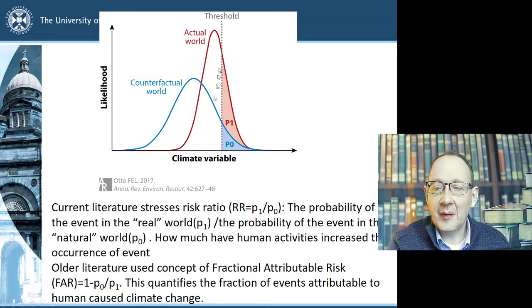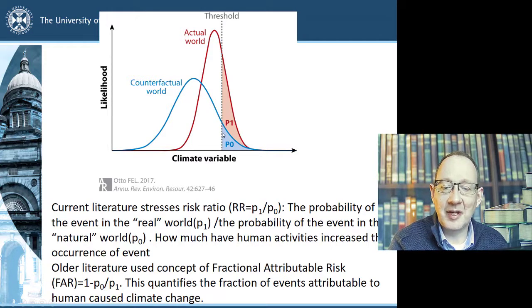So we then say, here's our threshold. In the counterfactual world, we work out the probability of being above that threshold, P0. We have the actual world, we work out the probability of being above the threshold, and essentially current literature stresses the risk ratio, P1 over P0, the probability of the event in the real world relative to the probability of the event in the natural world.